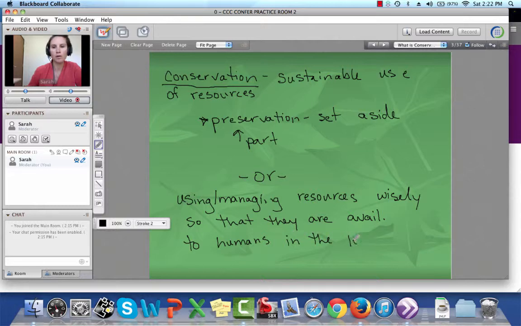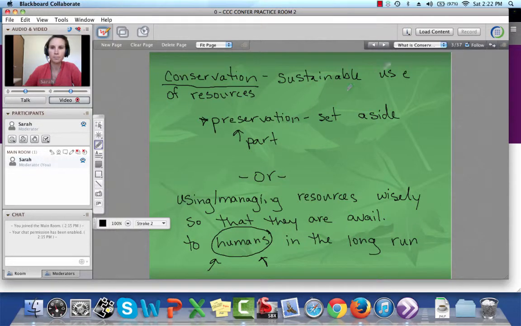In other words, there is a very strong human component to the definition, and I think a lot of us don't necessarily think about humans when we think of conservation, but it's a very important part of conservation. Humans are the reason that we need to have conservation of resources, and so there is a really strong component.